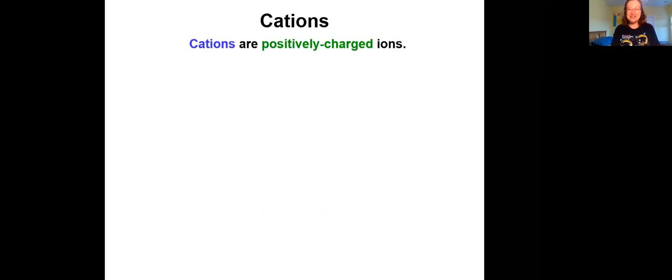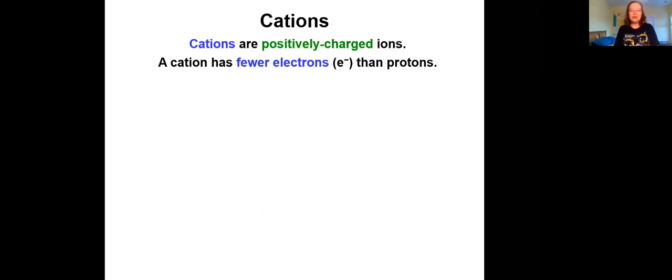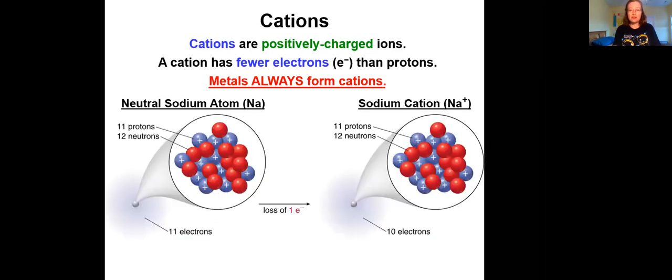Cations. Again, those are our positively charged ions. Cations have fewer electrons than protons. They've gotten rid of some of that negativity. So they've been zen. We have all of our positive cations with fewer electrons than protons. Metals always form cations. They're always going to lose electrons.